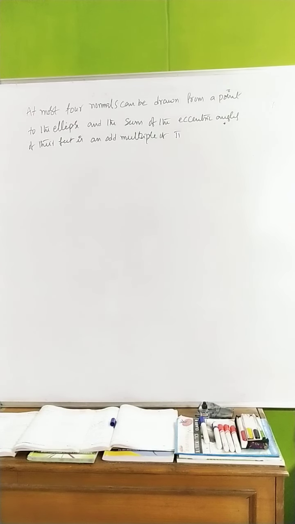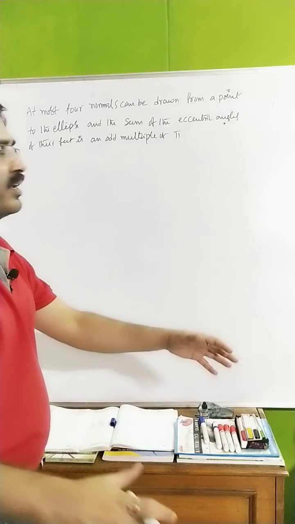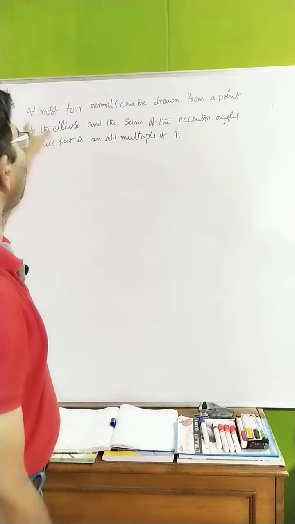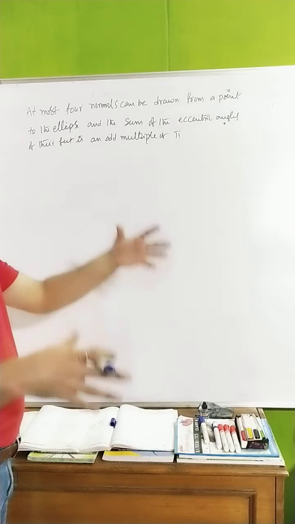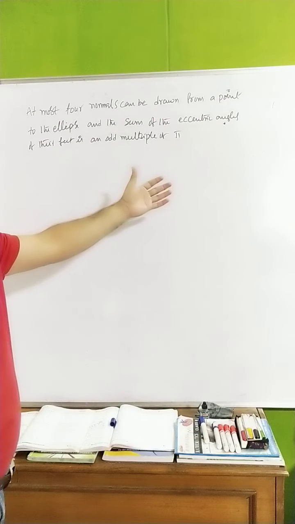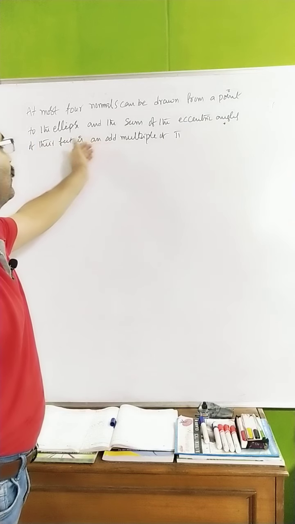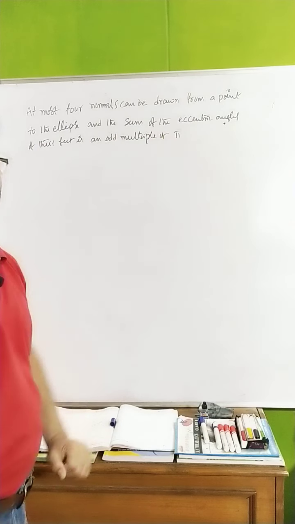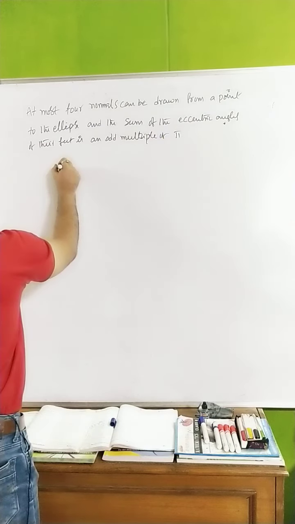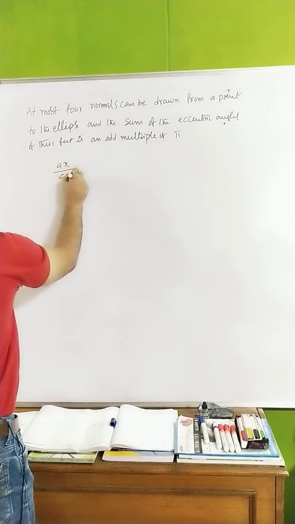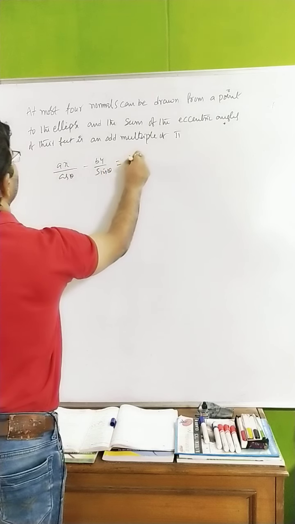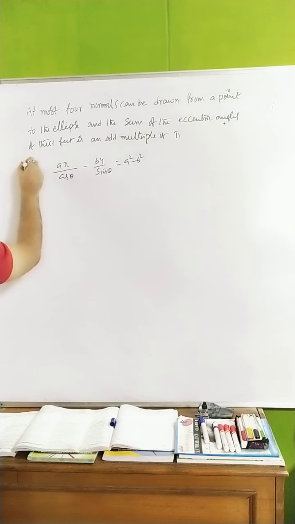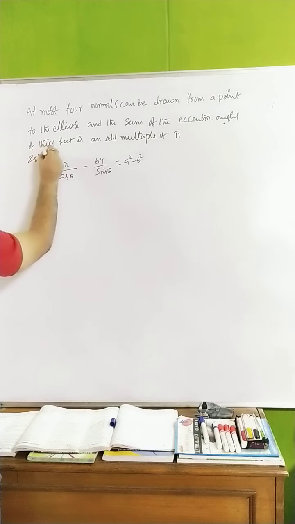Now you see here, at most 4 normals we can draw from a point to the ellipse, so that the sum of the eccentric angles of their feet is an odd multiple of pi. Very simple. What is that? Ax by cos theta plus by by sin theta is equal to a square minus b square. This is the equation of normal.